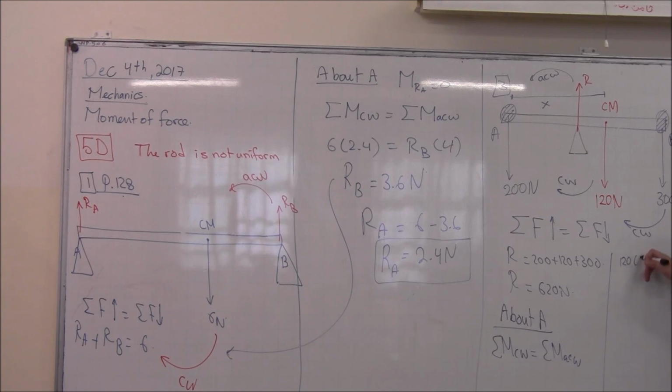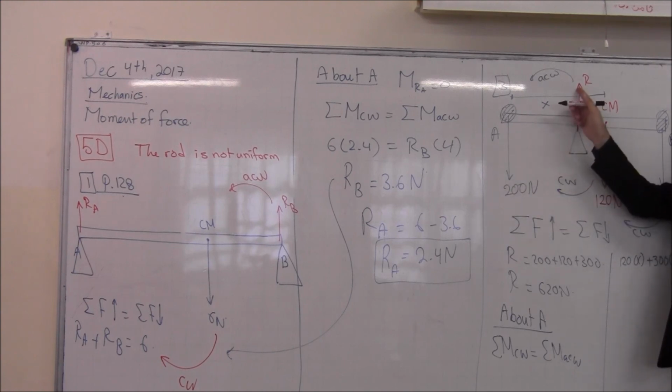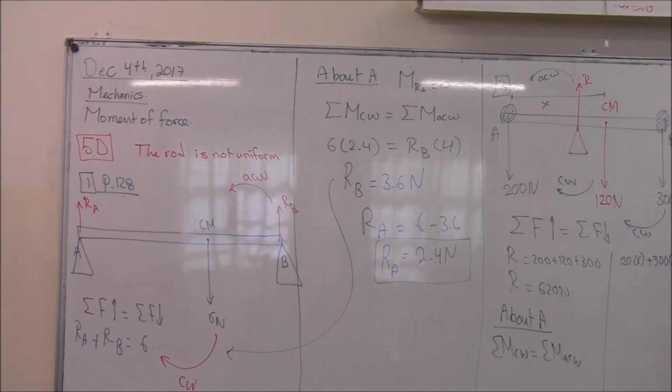So 120 times x plus 300 times 4 equals R times 2. It's mentioned in the question that it's pivoted at the midpoint, so R is 2 away from A. Substitute R equals 620. If you substitute this, you will find x.